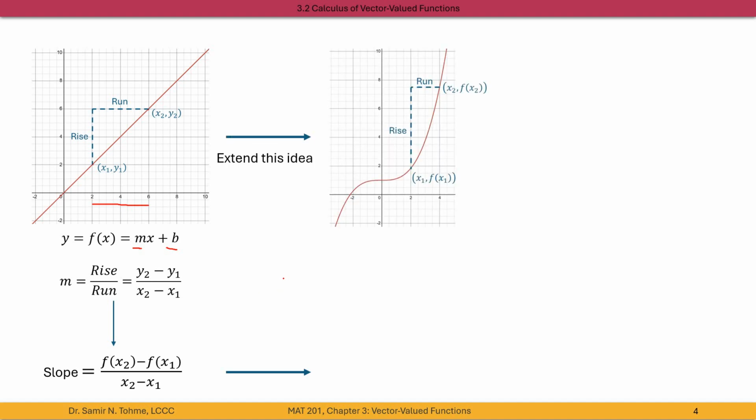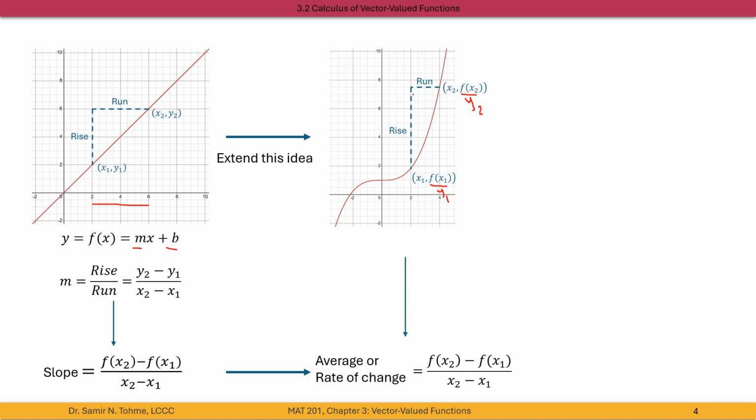Let's extend this idea to a function which is a non-linear function. Consider this function having the form like this. Now, we will also consider 2 points. This is the first point, and this is the second point. The first point has the coordinates of x1, f of x1. So this is y1. And the second point has coordinates of x2 and f of x2, and f of x2 is y2.